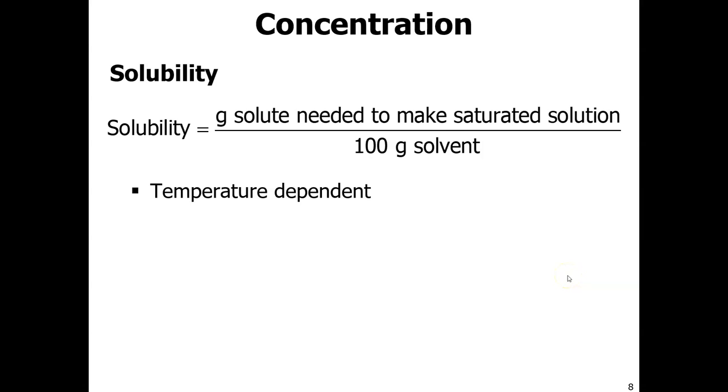When we look at different types of compounds and their solubility, different salts, for example, are going to be soluble at different amounts. Typically to look at solubility, we'll look at the grams of the solute that make a saturated solution in 100 grams of solvent. And these are going to be temperature dependent.